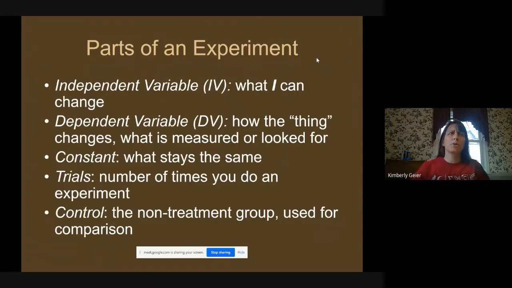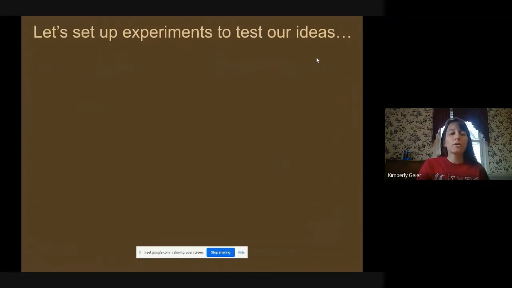A different example to give you an idea for a control, maybe if you're thinking about growing plants, which we will be growing plants this semester, but maybe we're going to grow plants with different amounts of salt. So a control would be the one we don't give salt to, because we need to see how plants grow without salt. So that would be our non-treatment group. All right, so we are going to test this T illusion. And first, we're going to talk about an experiment that we can all do together.